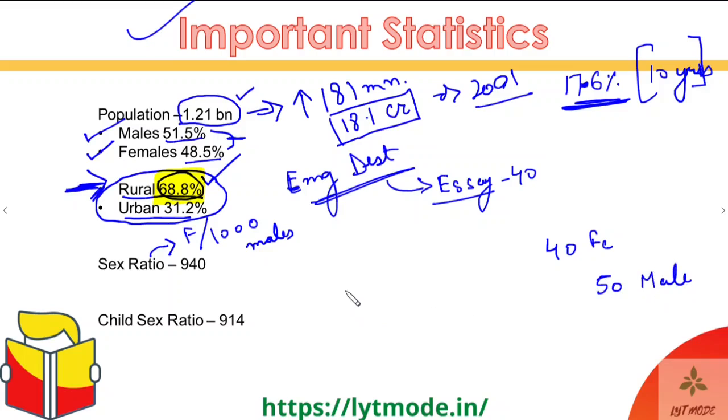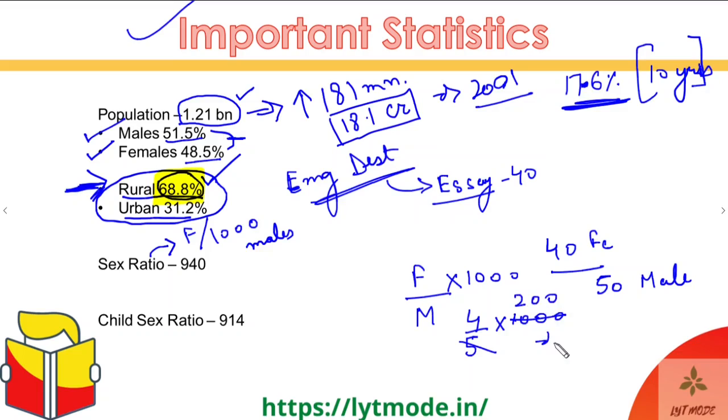So what we'll do is we'll divide the total number of females by the total number of males, which is 40 crores by 50 crores. That comes out to be 4 by 5, and then we multiply it by 1,000. Then it becomes per 1,000 males. It comes out to be 4 by 5 into 1,000, which is 800. So that is how you calculate it. Of course, it isn't the real figure. It was just something I used as an example.